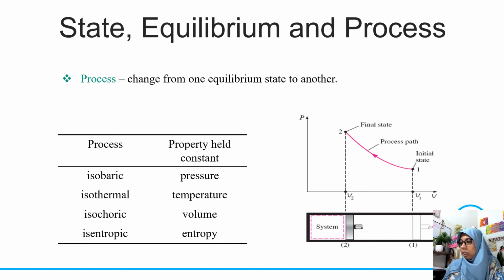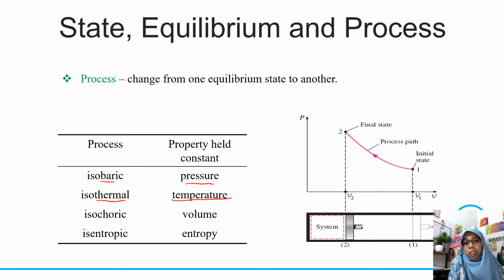So there is tips for you to remember. So for the isobaric, ingat bar. So bar adalah unit untuk pressure. Untuk isothermal, you ingat thermal. Thermal adalah temperature.